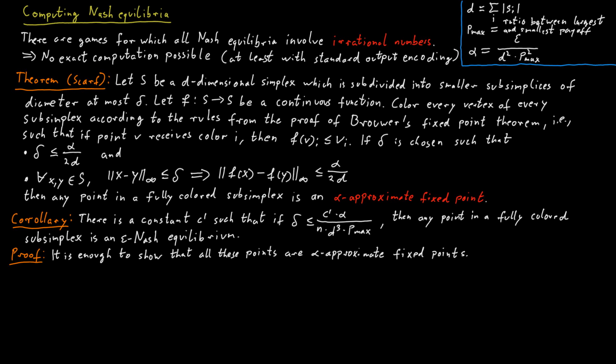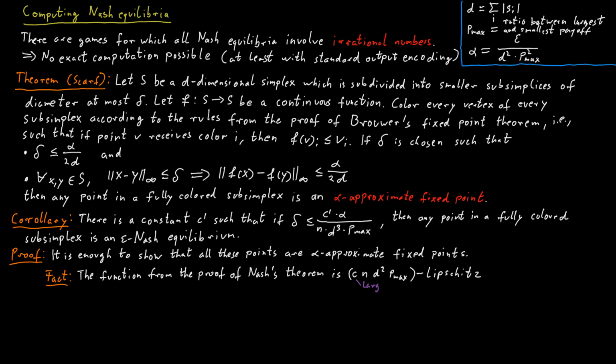One important fact we need about the function that is constructed in Nash's theorem is the realization that this function is sufficiently smooth. Specifically, this means that the function in the proof of Nash's theorem is C n d squared p max Lipschitz. This just means that if you have two points, x and y, then the distance between the image points, f of x and f of y, is no more than the distance those two points had times some factor, and the factor is exactly c times n times d squared times p max. And c here is just some large enough constant.